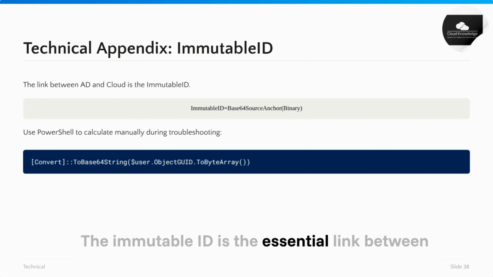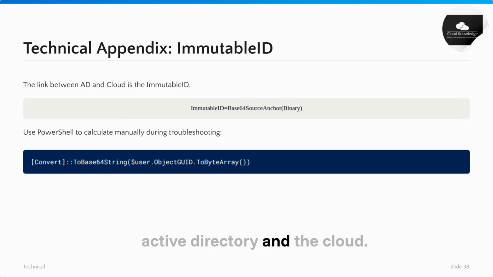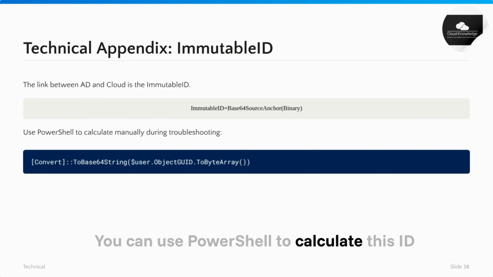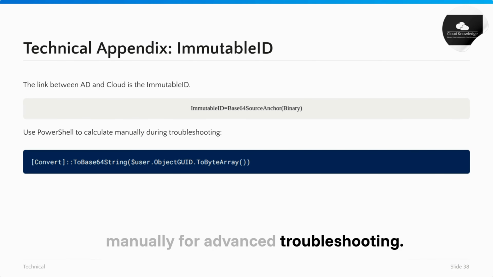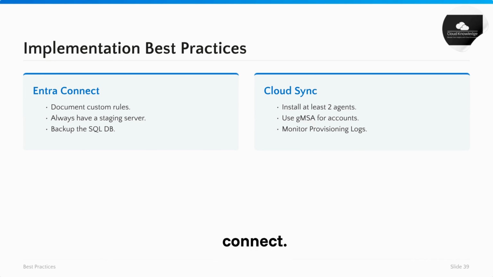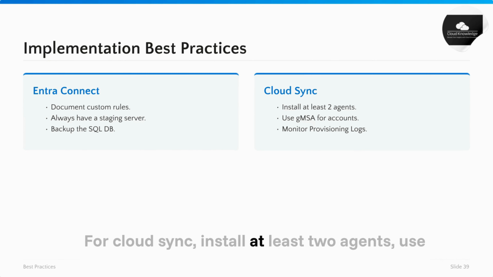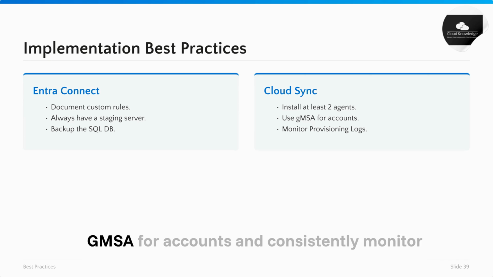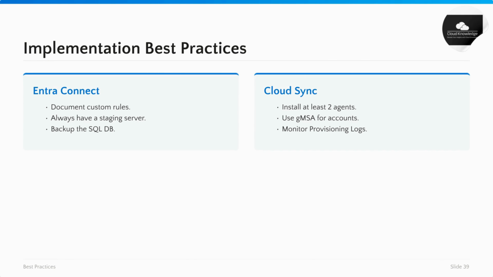The immutable ID is the essential link between Active Directory and the cloud. You can use PowerShell to calculate this ID manually for advanced troubleshooting. For best practices, always document custom rules and have a staging server for Entra Connect. For Cloud Sync, install at least 2 agents, use GMSA for accounts, and consistently monitor provisioning logs.